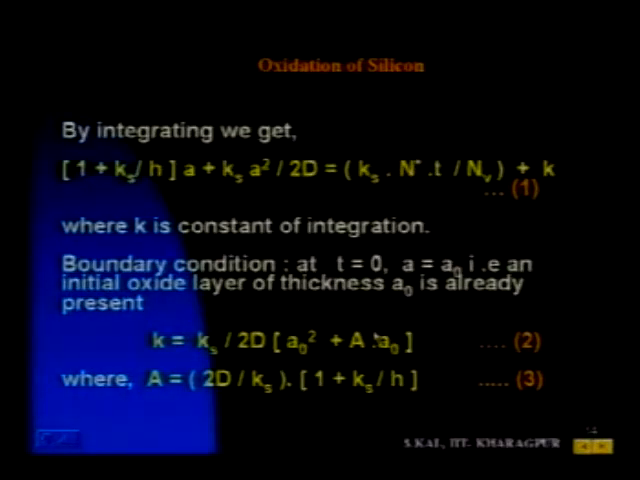And here we have made a substitution, and that substitution is A. This capital A is equal to 2D by Ks into 1 plus Ks by H. One substitution has been made here, it's capital A. That substitution is normally used to simplify the relations, nothing else.